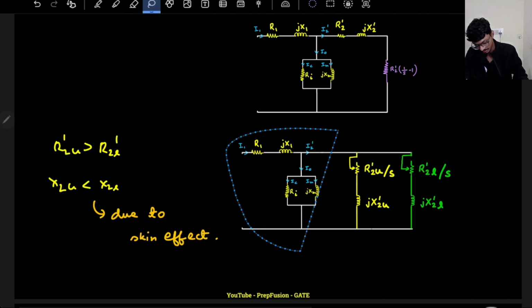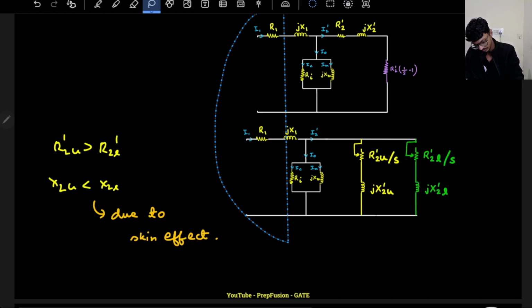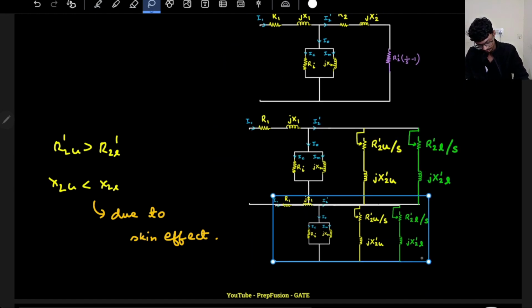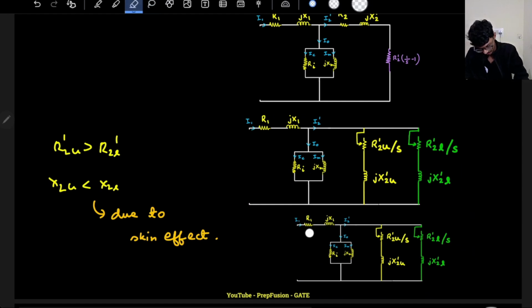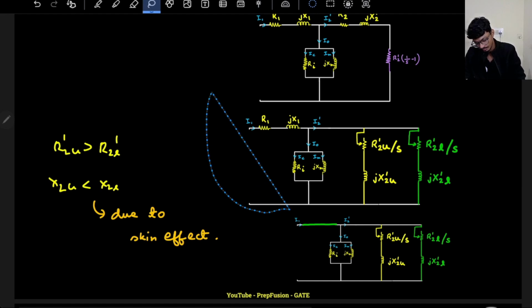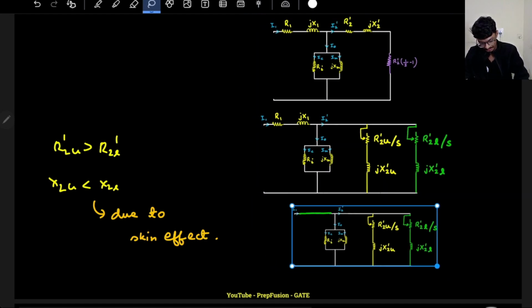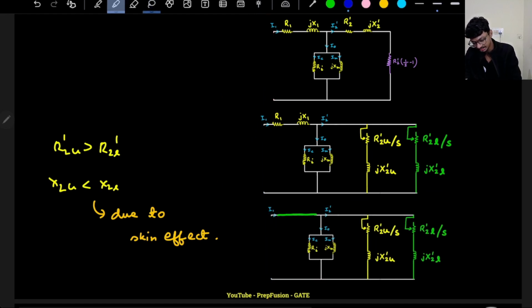The approximate circuit will be, if I neglect the stator resistance, I can neglect it, because all this will be much larger anyway. The reactance during starting will be much larger, and during full load the resistance will be much larger. So I can neglect the stator resistance and reactance. So this will be my approximate circuit. This is what I will use for numericals.